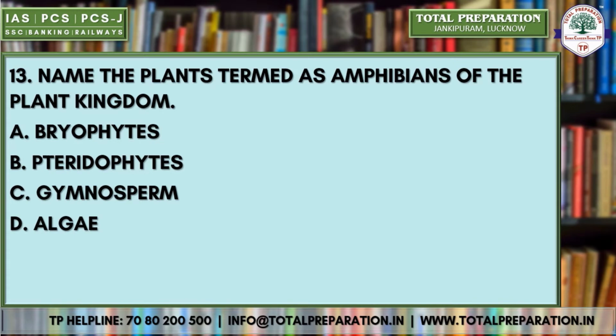Name the plants termed as amphibians of the plant kingdom. Option A is bryophytes, option B is pteridophytes, option C is gymnosperm, option D is algae. The correct answer to this question is option C, gymnosperm.